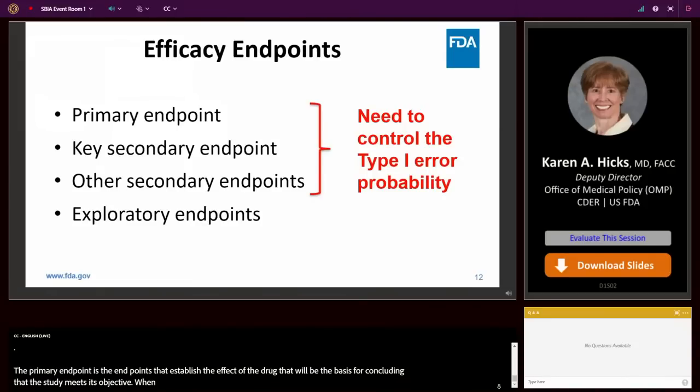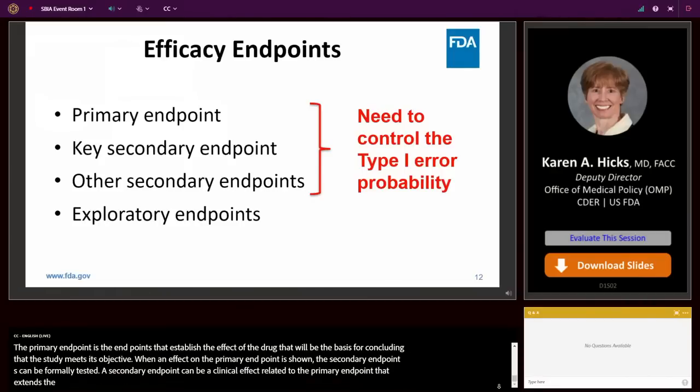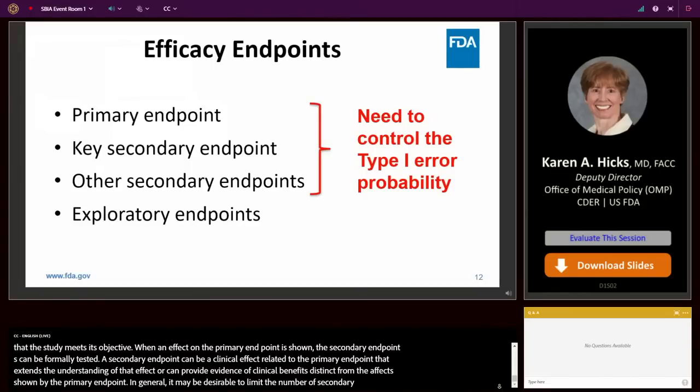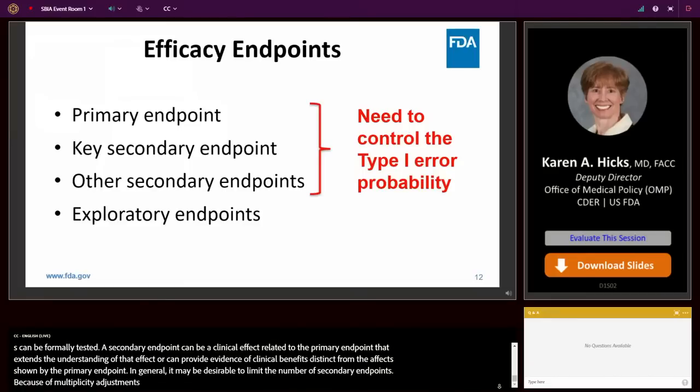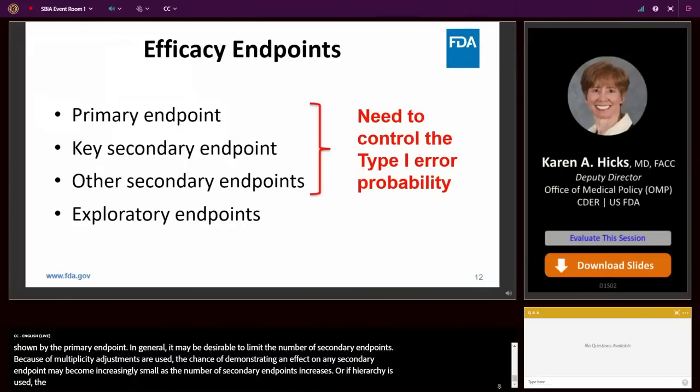When an effect on the primary endpoint is shown, the secondary endpoints can be formally tested. A secondary endpoint can be a clinical effect related to the primary endpoint that extends the understanding of that effect, or can provide evidence of a clinical benefit distinct from the effect shown by the primary endpoint. In general, it may be desirable to limit the number of secondary endpoints because if multiplicity adjustments are used, the chance of demonstrating an effect on any secondary endpoint may become increasingly small as the number of secondary endpoints increases. Or if a hierarchy is used, the important hypotheses further down the hierarchy might never get tested.